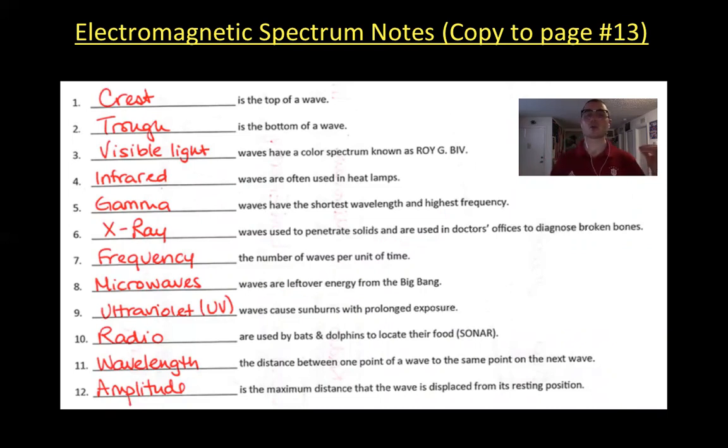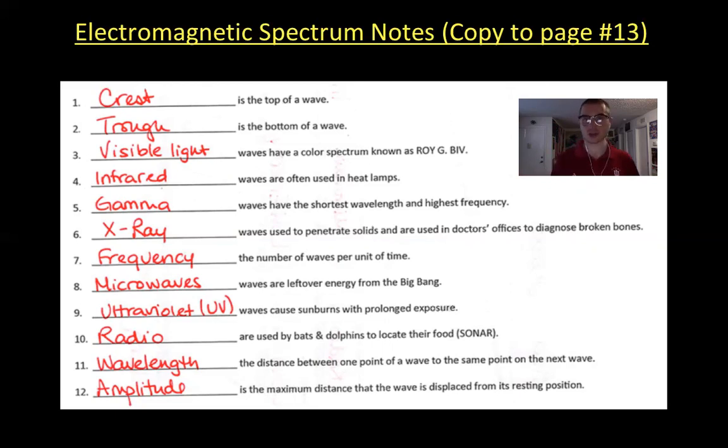Visible light, waves that have a color spectrum of ROY G. BIV: red, orange, yellow, green, blue, indigo, violet, okay? Infrared, what's special about those? This was one of our videos from last week that was mentioned. Infrared is used in heating lamps, right? Used to look at the body temperature, right? If you're in a forest or in a snow-covered area to find somebody who's lost, right?